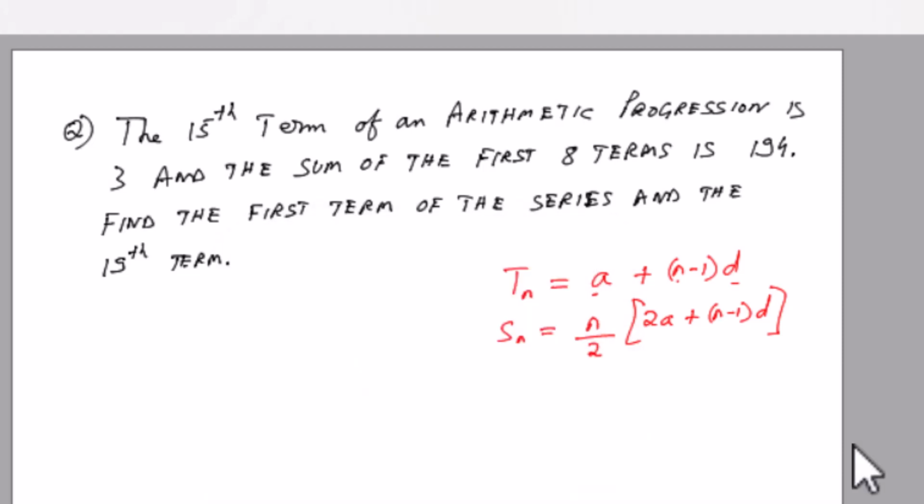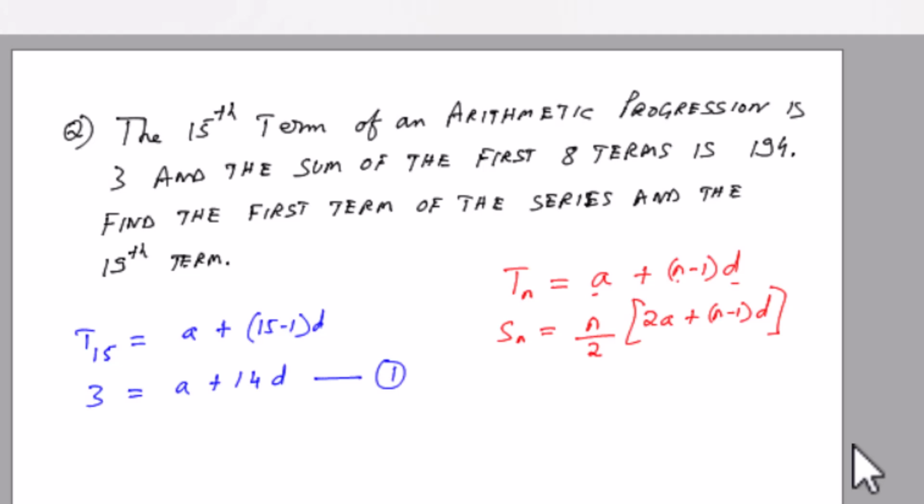The 15th term of an arithmetic progression is 3. The moment you say the 15th term, what is being mentioned here is T15 equal to a plus (n minus 1) into d. N is 15, so 15 minus 1, into d. And what do we have as the 15th term? It is 3. So 3 equal to a plus 14d. This will be our equation number 1.